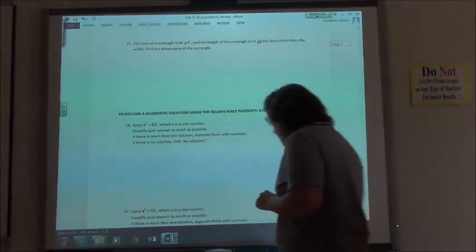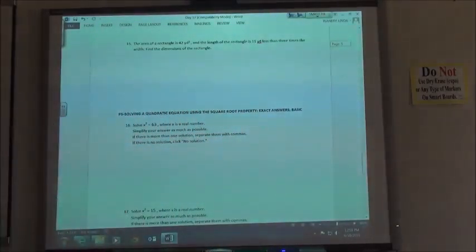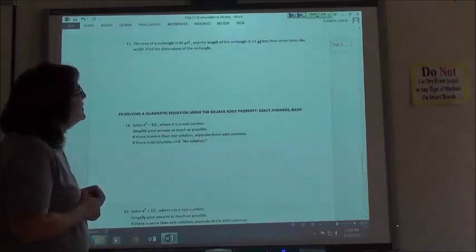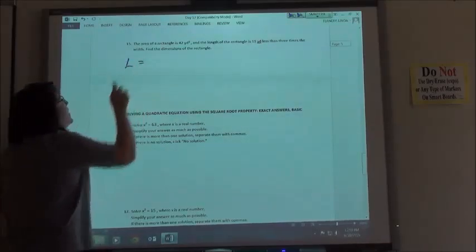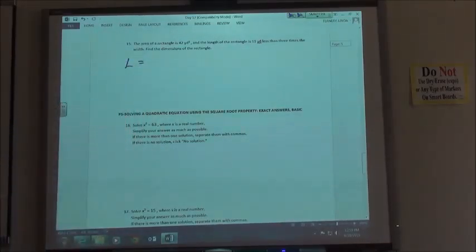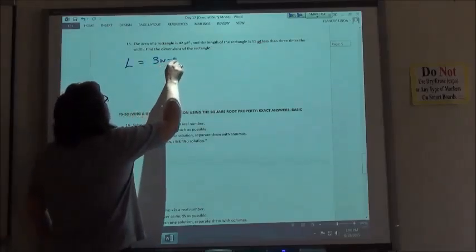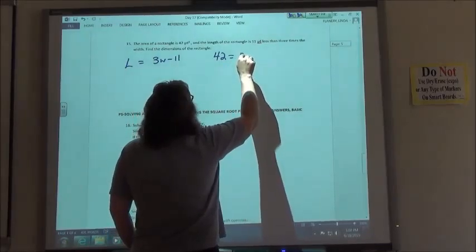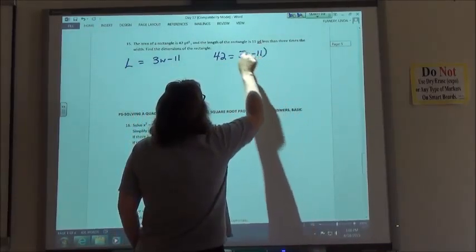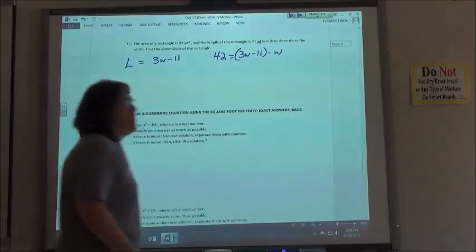And because they're not very creative, this looks almost the same. It says the area of my rectangle is 42 yards squared. The length of my rectangle is 11 yards less than 3 times the width. So, how am I going to show the length? 3W minus 11. So, my area is 42. That's going to equal the 3W minus 11, which is my length, times my width.